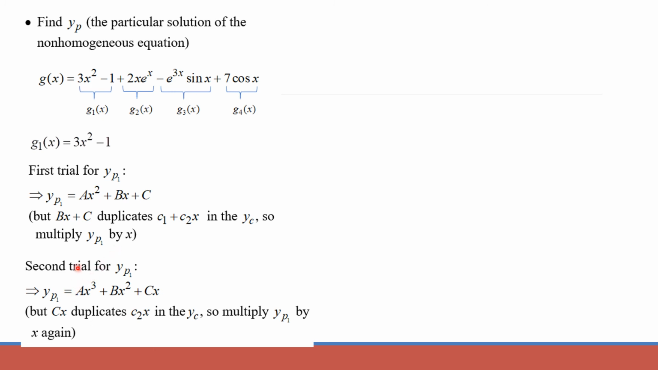Okay, so we need to multiply yp1 by x. You get ax cubed plus bx squared plus cx. Check one more time. Is there any term in the yp1 that is similar to a term in the yc? After checking, we found out that the cx, this term here, duplicates c2x in the yc. So since this term has a duplication with a term in the yc, the rule is all of these terms in the yp1 must be multiplied by x. Okay, so multiply yp1 by x again.